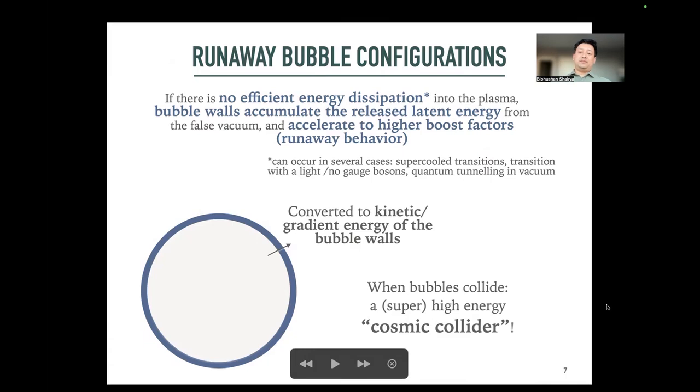And so you can imagine that by the time these bubbles find other bubbles and the bubble walls collide, you've created a very, very high energy collision process. In other words, you've created a cosmic collider. So this is what I mean by a cosmic collider. These are very high energy collisions of vacuum bubbles.